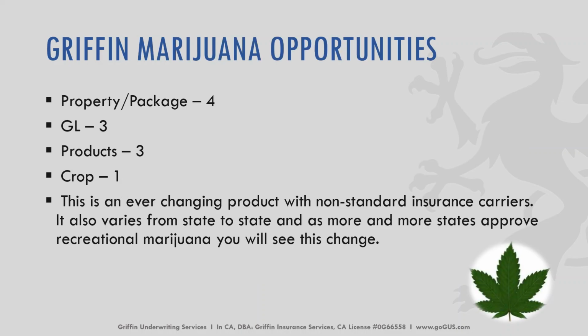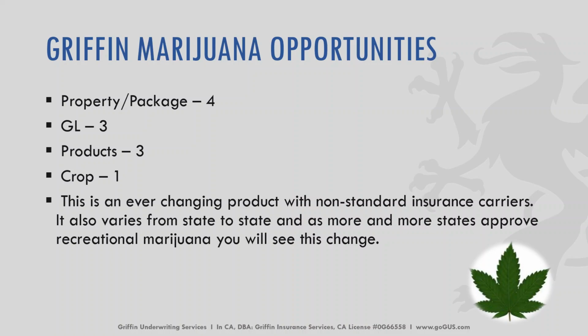So opportunities, we can write for property package at a class 4. GL, we have 3 carriers. Products, we have 3 different carriers. And then for crop coverage, we have 1 different carrier. This product is pretty new in insurance markets, so it's changing quite a bit. Non-standard insurance carriers are really limited. Surplus lines carriers have a little bit better of an opportunity, but it's evolving as we speak.